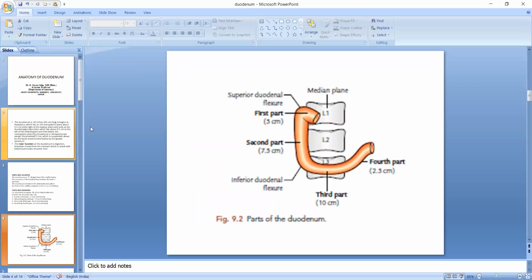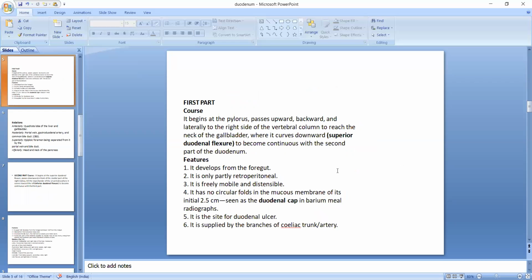We can see here, this is the first, this is the second part, this is the third part, and this is the fourth part, and it lies against the L1, L2, L3 vertebrae. First part: it begins at the pylorus, passes upwards, backwards, and laterally to the right side of the vertebral column to reach the neck of the gallbladder, where it curves downwards to become continuous with the second part of the duodenum. And what are the features?